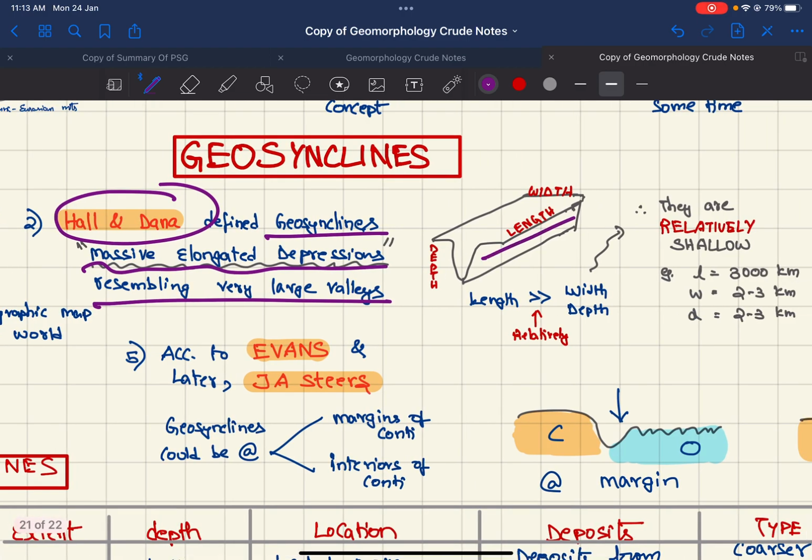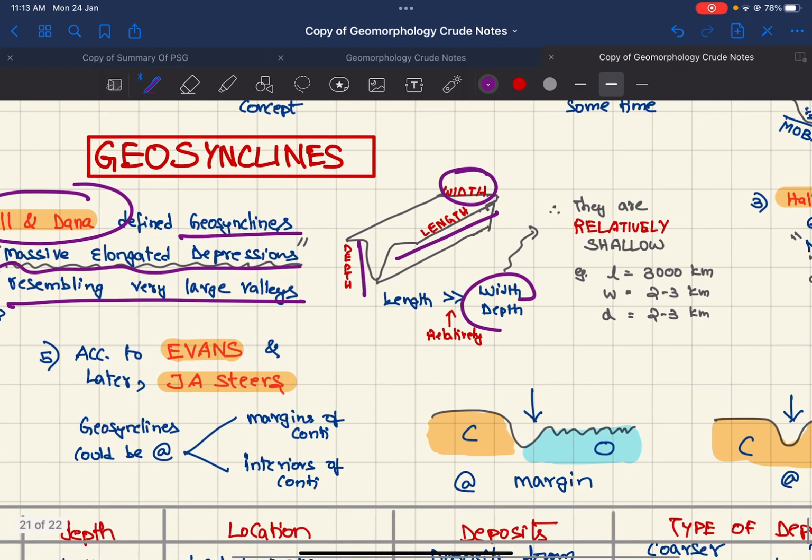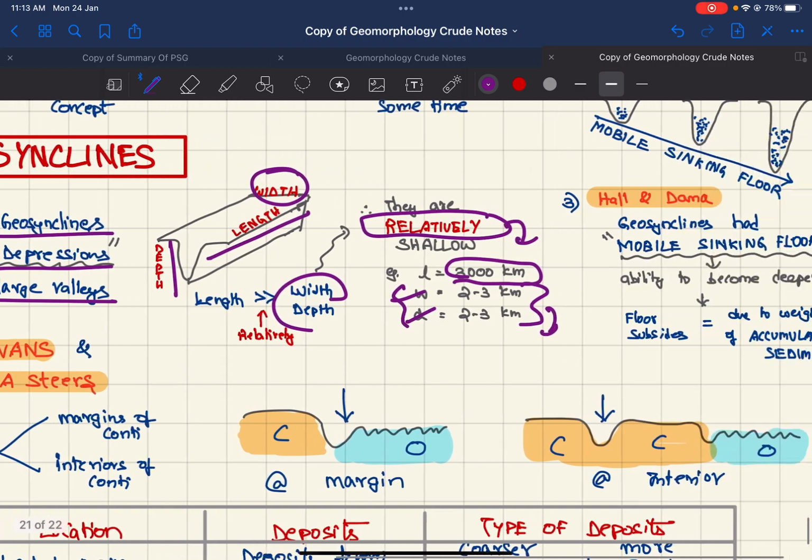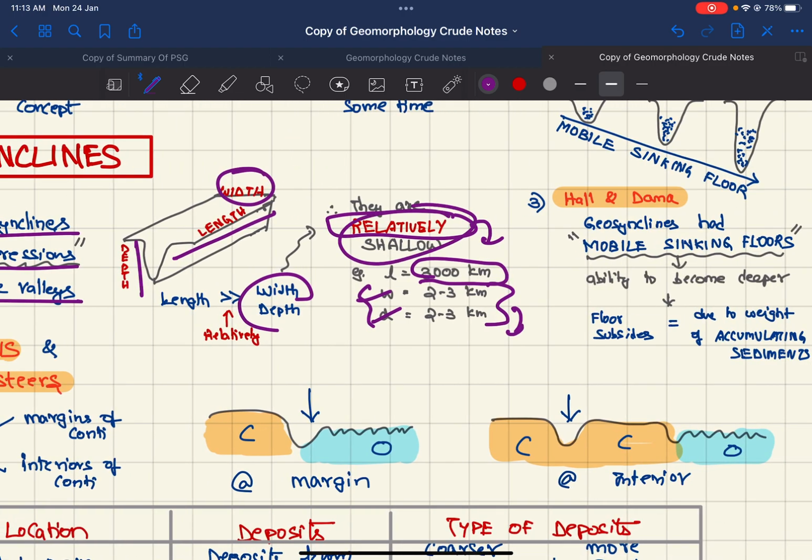So the length will be very high when compared to the width or the depth. These are relatively shallow, relatively because the width and depth may be 2 to 3 kilometers, which may be huge, but compared to the length, which may be 2 to 3,000 kilometers, these are very small in comparison. Therefore, they are relatively shallow. Hall and Dana also mentioned that geosynclines had mobile sinking floors, that is, the ability to become deeper due to the weight of the accumulated sediments.